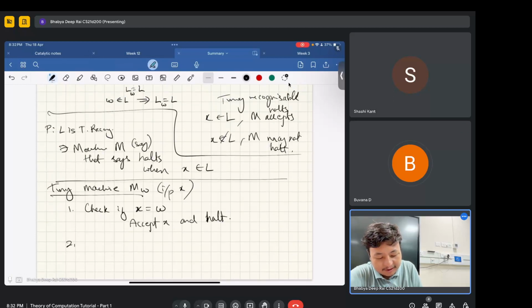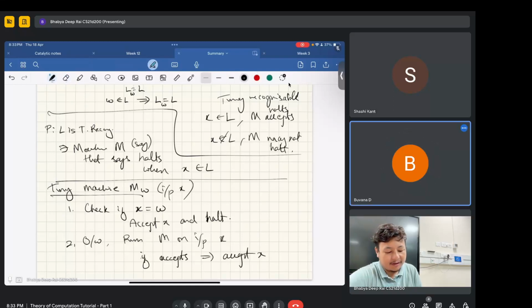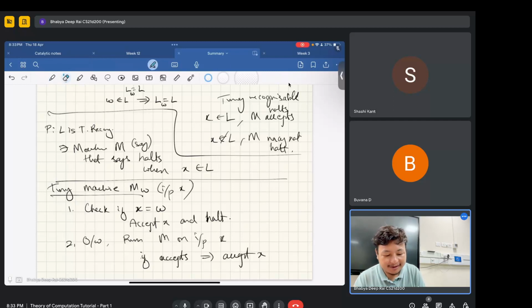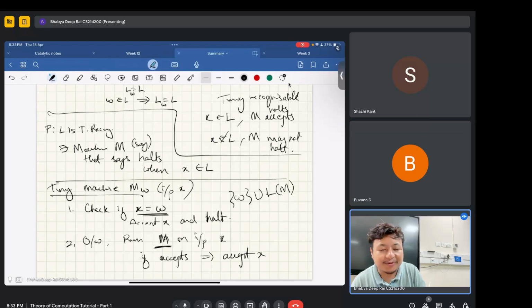Okay, so then what do you do? Otherwise, run M on input X. If M accepts, it means it is in L, then accept. So for what kind of strings does this machine MW accept? It accepts those X which are equal to W, or those X which are accepted by M and not equal to W. It accepts W and those X which are accepted by M, which is nothing but the language of M. But what is the language of M? L, right? W union L, which is equal to LW.